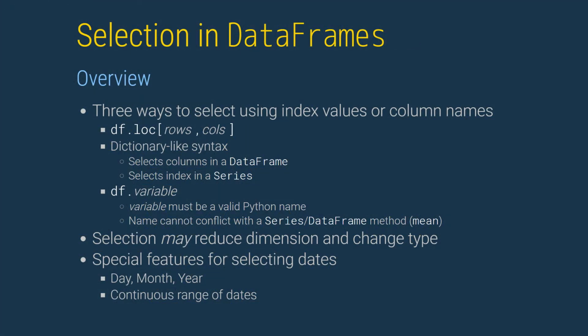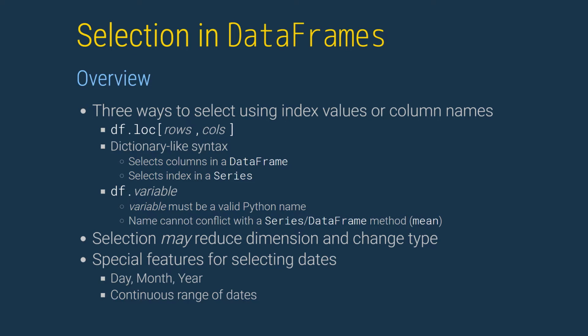We often need to select subsets, columns and rows, of data frames. There are three methods to select rows and columns of a data frame. The first uses the loc property and is the most general. It can select individual elements, rows, columns, or blocks consisting of rows and columns.